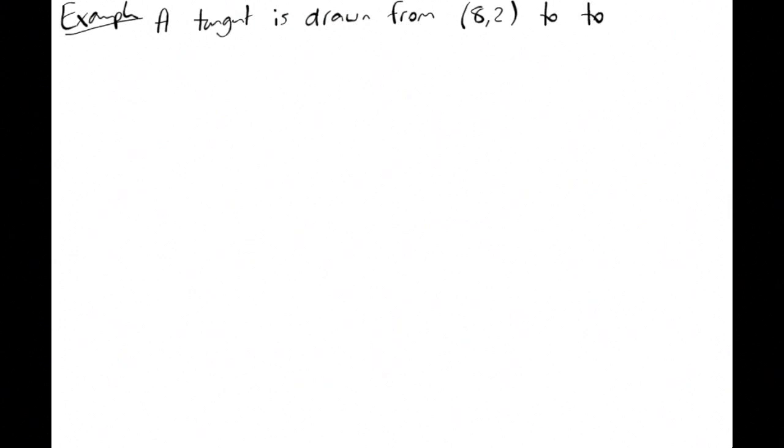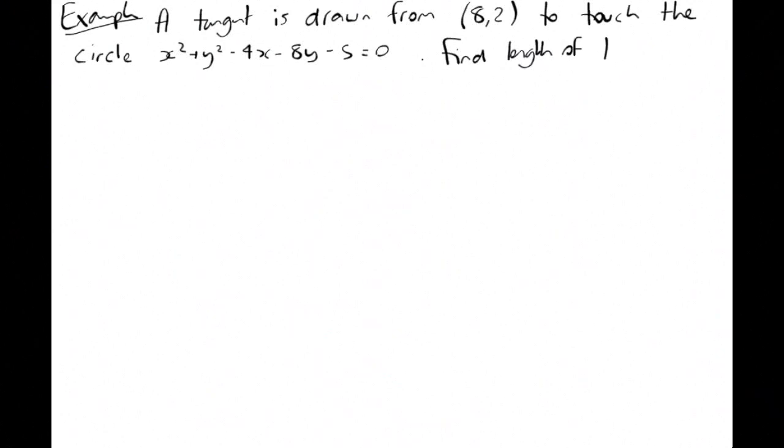Another example. A tangent is drawn from (8, 2) to touch the circle x squared plus y squared minus 4x minus 8y minus 5 equals 0. Find the length of the tangent. Important thing to note in here, a tangent is drawn from that point to touch the circle, so it is of a finite length. It is a length that we can work out.